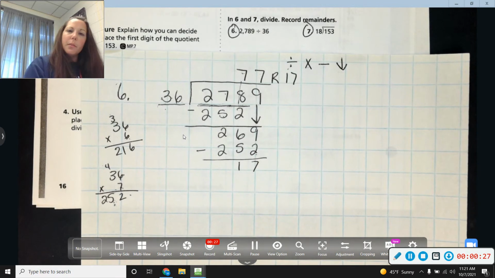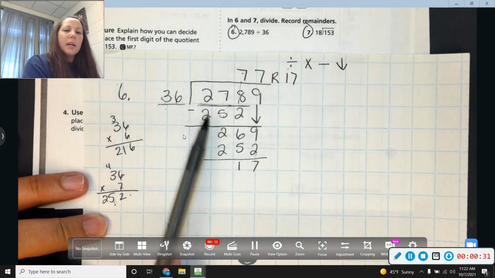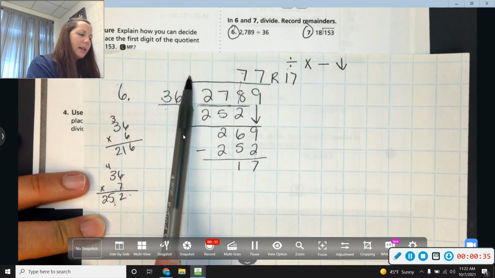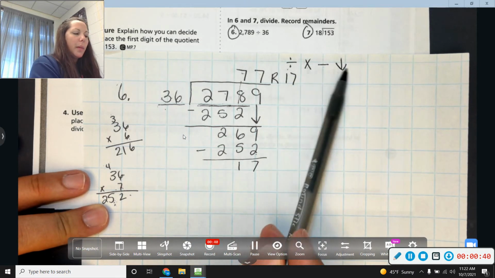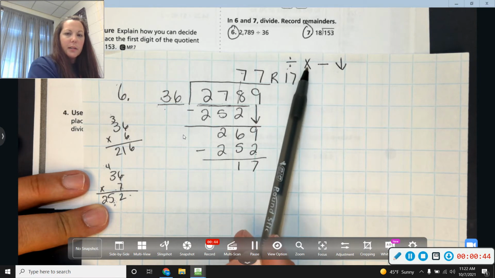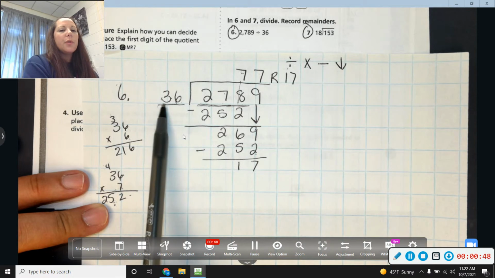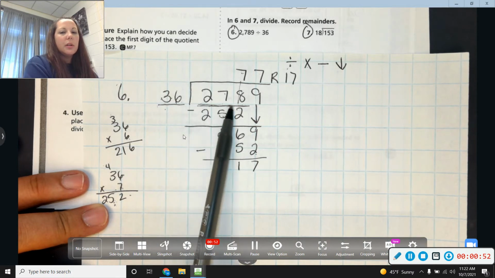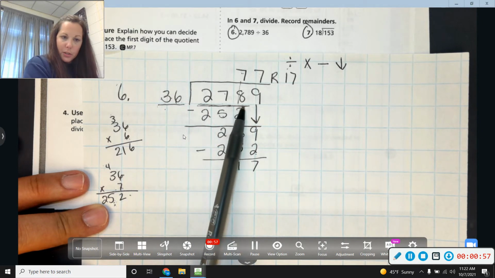Okay, so we did number 6 today during class together. And if you are here with us, this is how we set it up. 2,789 divided by 36. We put our reminder symbols up here because the steps of long division are divide, then multiply, then subtract, and bring down. So the first thing we need to do is divide 36 into 278. That's the first number that we can put it into.